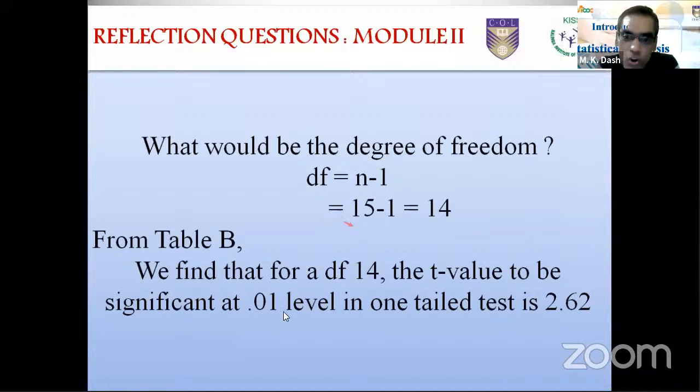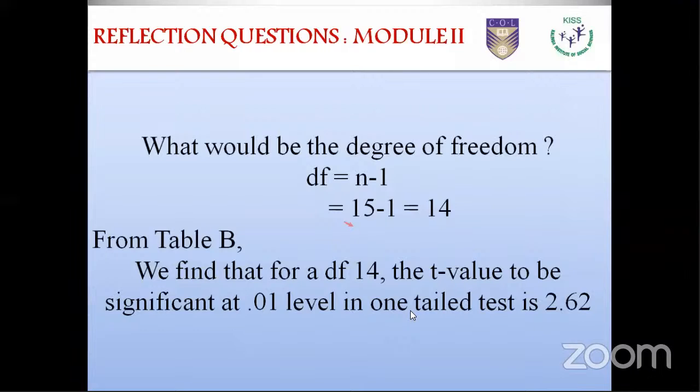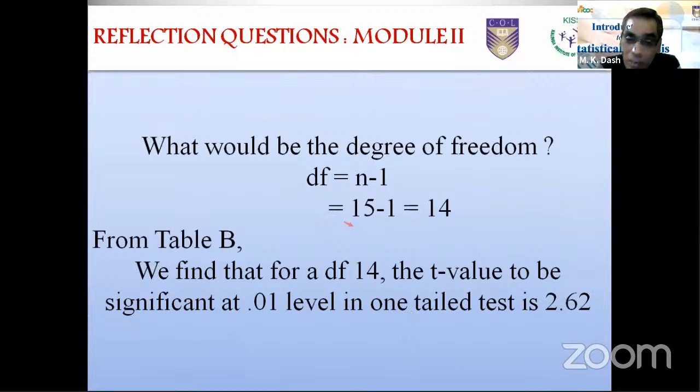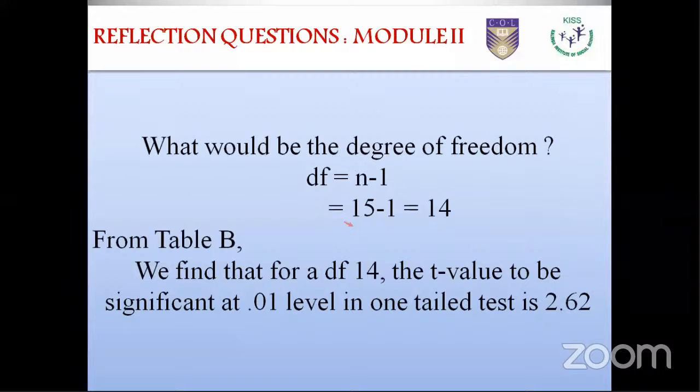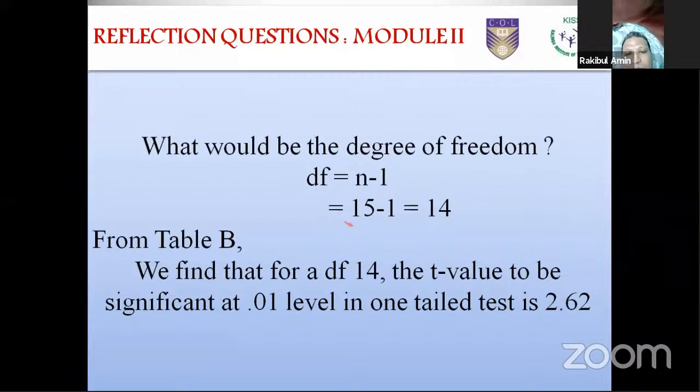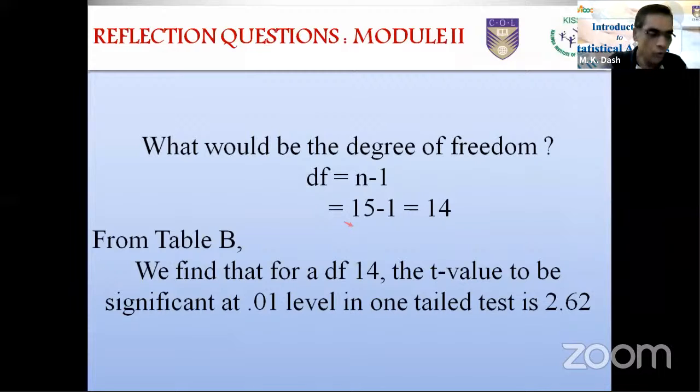Again, under 0.01, we have a one-tailed test. If it is a one-tailed test, you have to go one step beyond the previous one, because there is a value for the two-tailed test and a value for the one-tailed test. For the one-tailed test, how much are we getting? The value is 2.62. So from the table, you get the value 2.62. So our table value is 2.62.